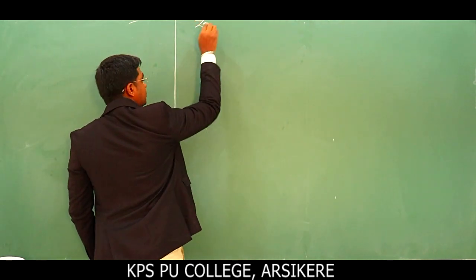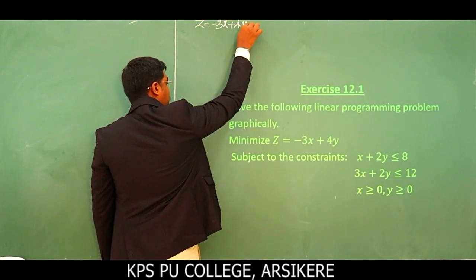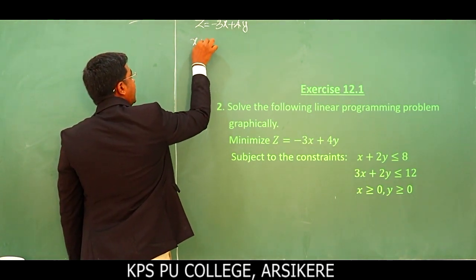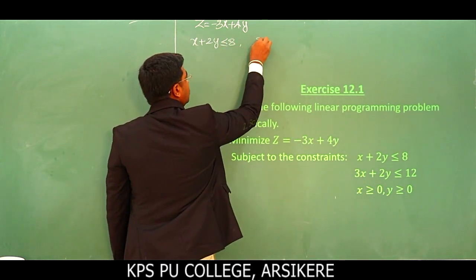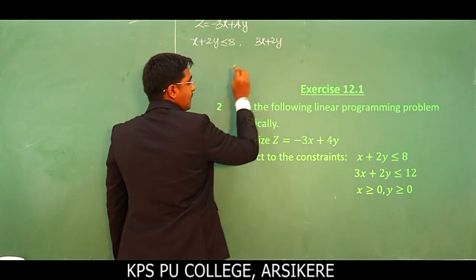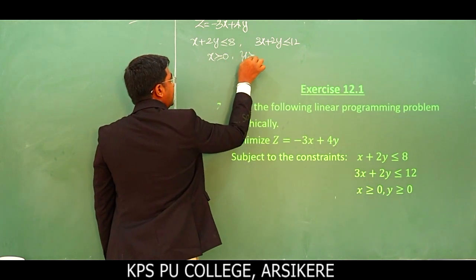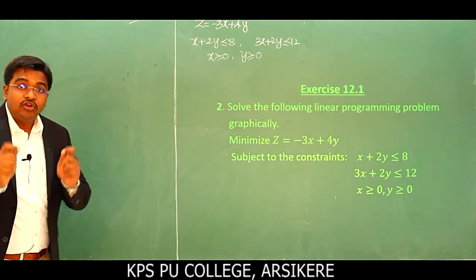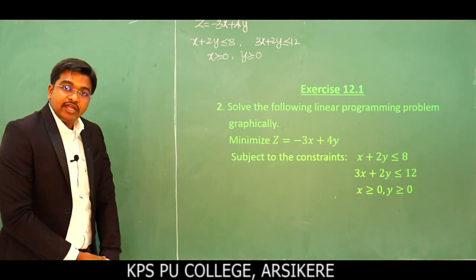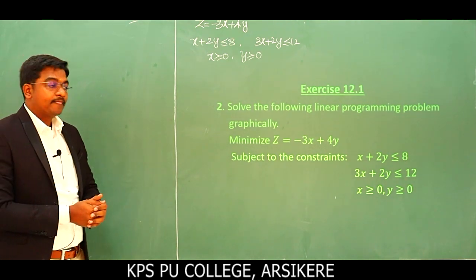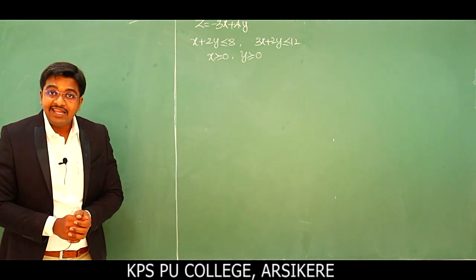Okay, let me write the first problem. The objective function given is z is equal to minus 3x plus 4y, subject to the conditions x plus 2y less than or equal to 8 and the second one 3x plus 2y less than or equal to 12. Also given x greater than or equal to 0 and y greater than or equal to 0. These two are the non-negative constraints. Now how to solve this? The concept is very simple, we follow the 11th standard linear inequality methods.